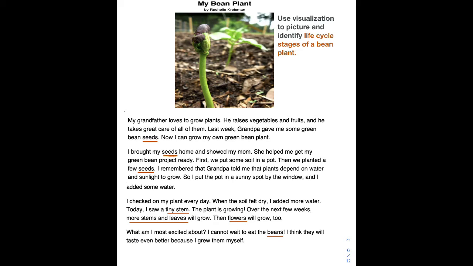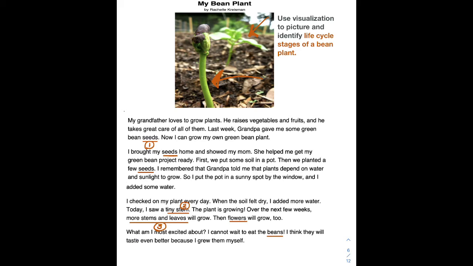Open your eyes and let's talk about what you saw. Boys and girls, you saw seeds. That's the first stage. Then you saw a tiny stem, just like the one in the picture. That is a seedling or a sprout. Then you saw more stems and leaves. And that would be like a young plant.